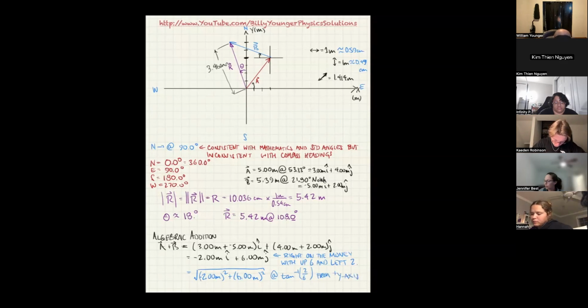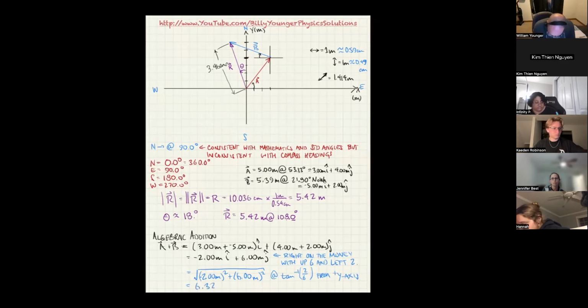In other words, I know I'm not finding the angle in the standard position like I wanted to. So basically, negative 2 squared is just 4, and 6 squared is 36. So I get 40, and then I take the square root of that, and that gives me 6.32 meters, which I'm off by a whole number there. That's not too good. I got 5.42 instead of 6.32.